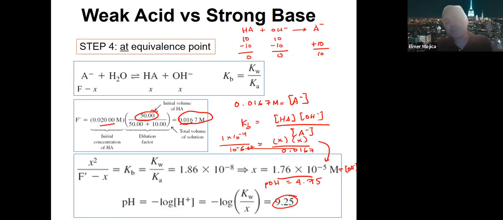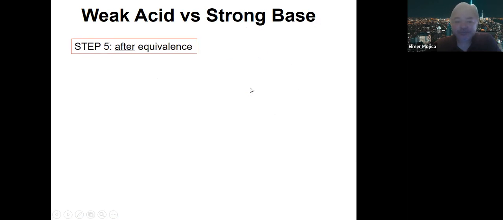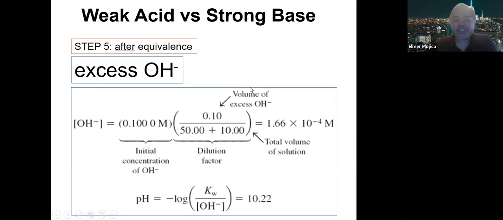So that is at the equivalence point, and it makes sense that 9.25 is at basic pH. So for a weak acid versus a strong base, the equivalence point is at basic pH. Now, what happens after the equivalence point? In this case, the one that is in excess now is the base.